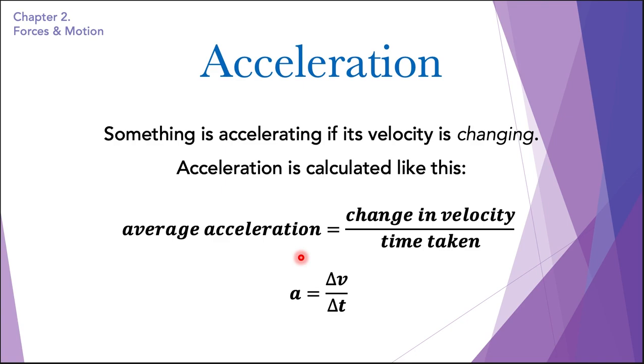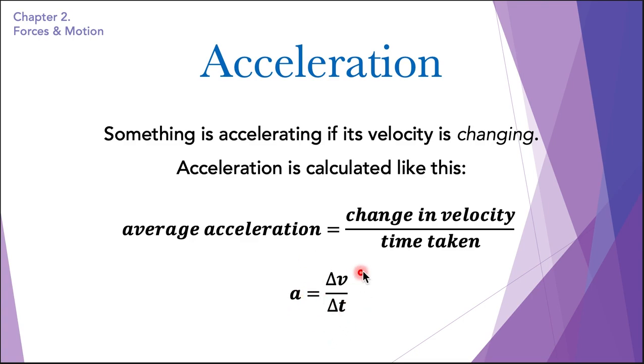So average acceleration is equal to change in velocity upon time taken. This is the equation we use to calculate acceleration. In symbols, we have it as a = Δv/Δt. By delta, we mean change in. Delta v means change in velocity and delta t means change in time.